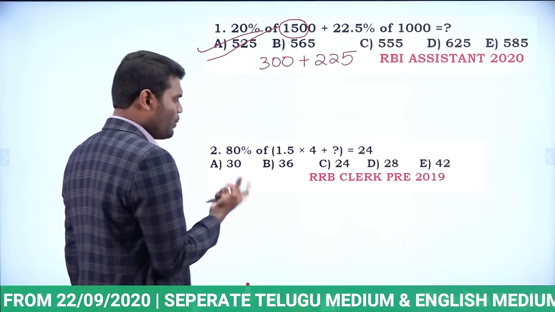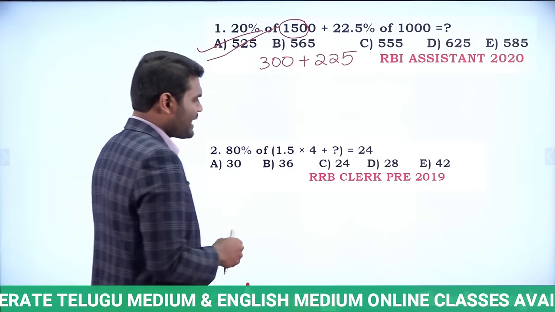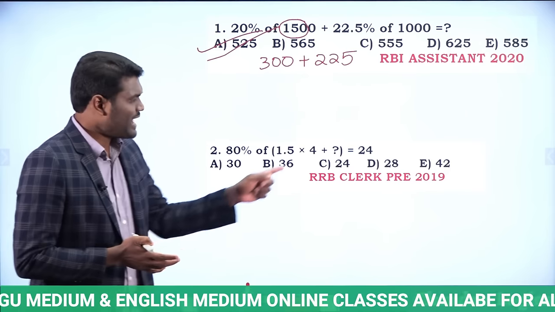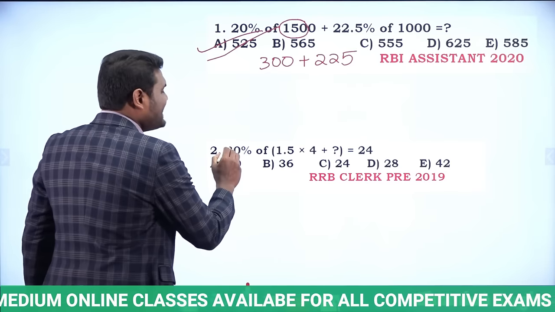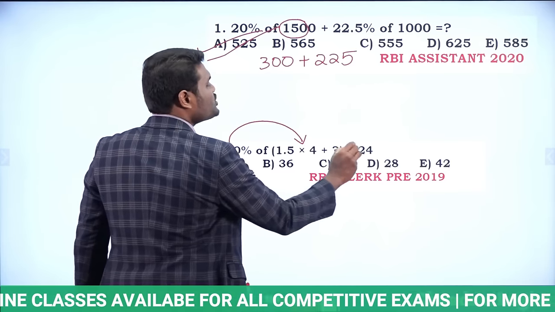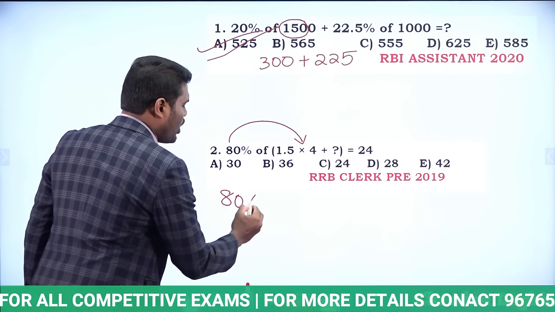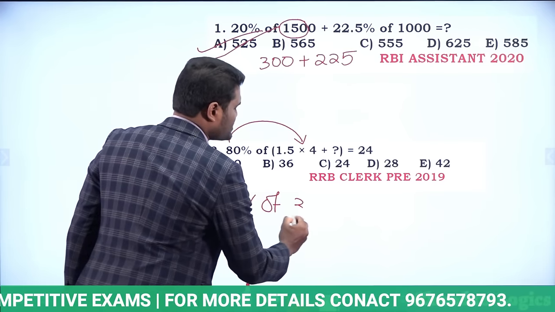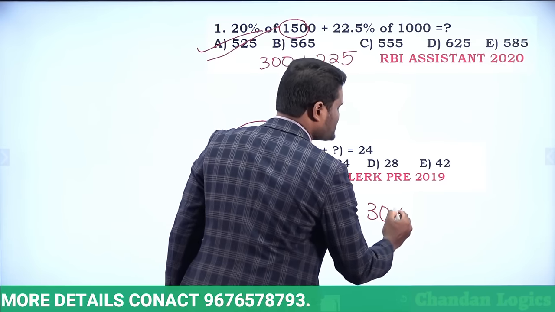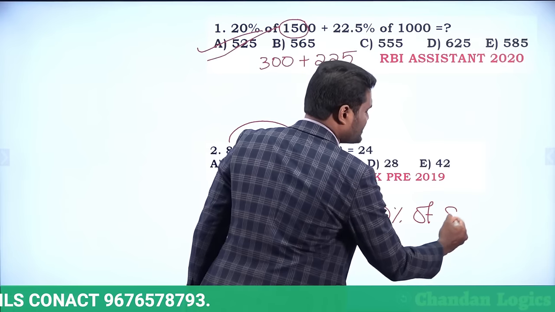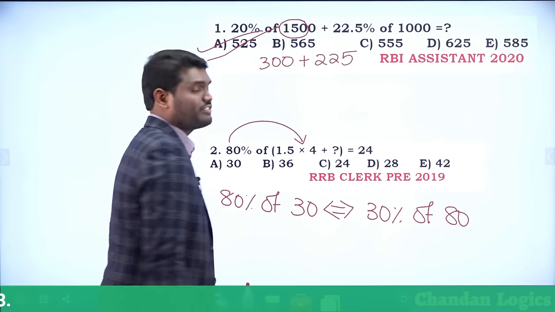80% of (1.5 into 4 plus question mark) equal to 24. We are asked to find what the question mark is. If you observe here, 80% of what is 24? We know that 80% of 30 is the same as 30% of 80, right? 80% of 30 or 30% of 80, both of them are the same.